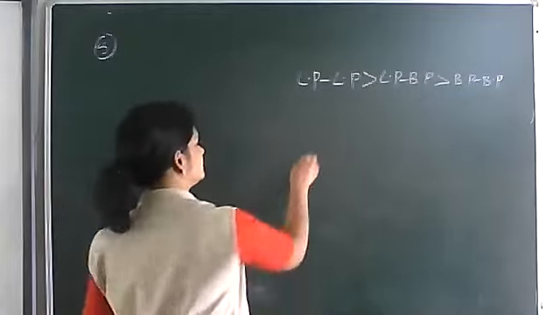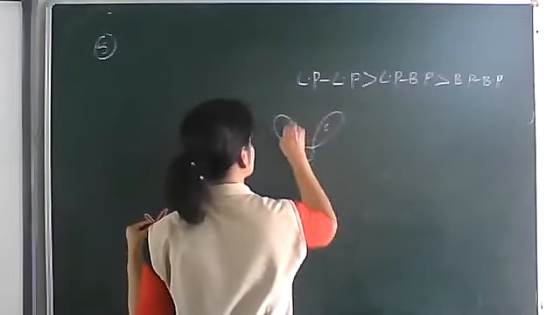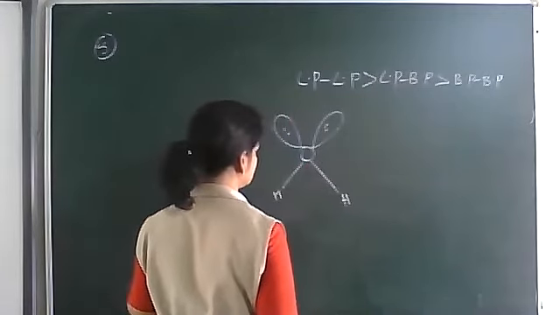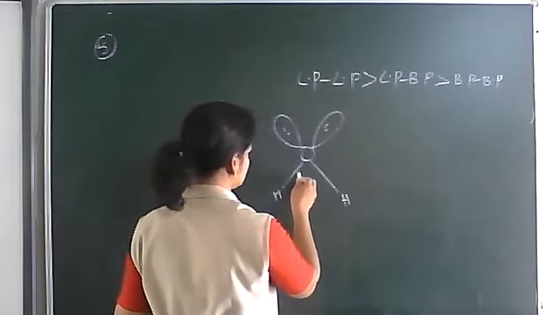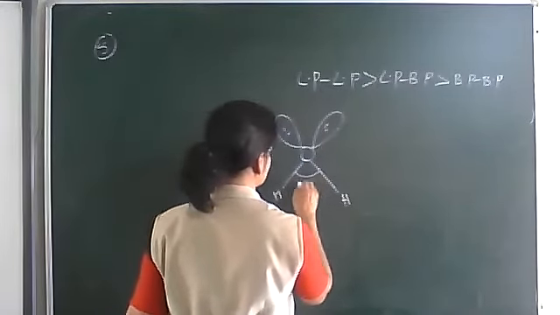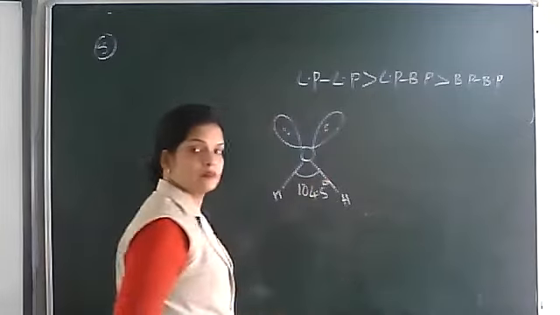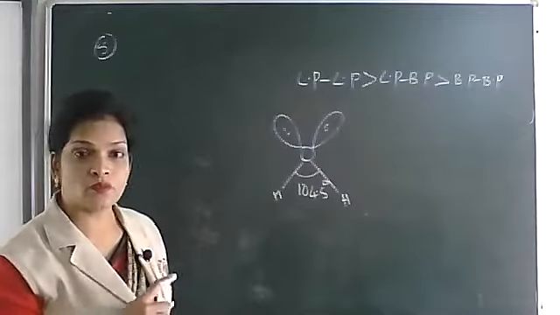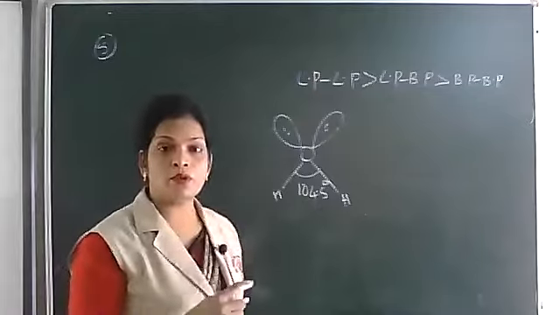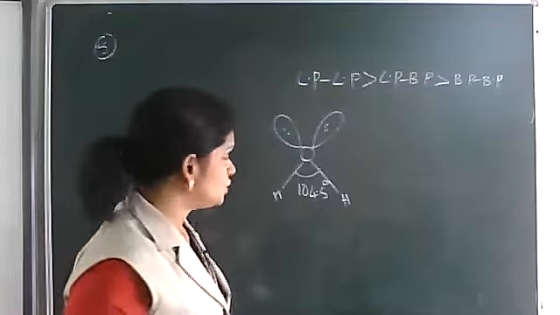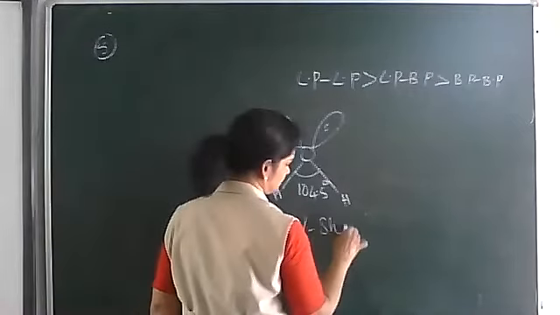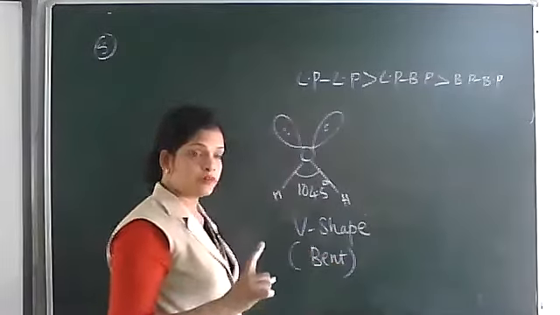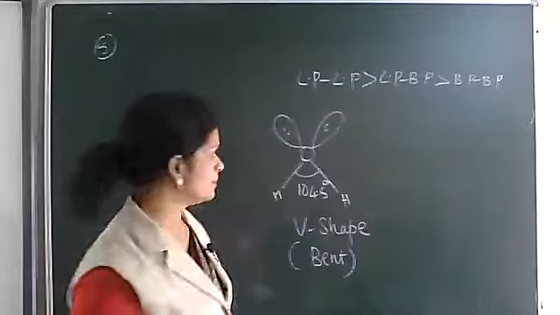So in water, with one lone pair, it was 107. With the two lone pairs, it is 104.5. So in water, the bond angle again shrinks. The shape is V shape. So ammonia was pyramidal, water is of bent shape.